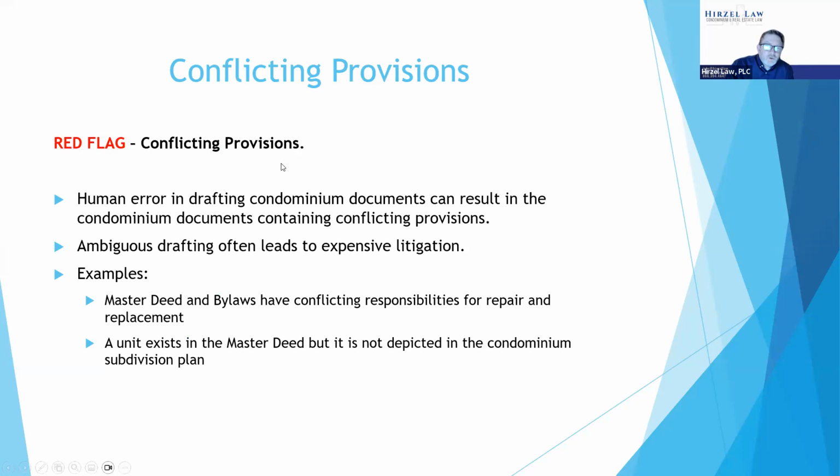Another issue to take a look at goes back to a similar issue with respect to maintenance responsibility. If you have conflicting provisions, it doesn't have to be just with respect to maintenance, but drafters are humans, and an error in drafting can result in the condominium documents containing conflicting provisions, not just within a document, but potentially between documents, maybe between a master deed and the bylaws, or between the articles of incorporation and the bylaws. Conflicting provisions within these documents can often lead to differing interpretations that can lead to litigation. So in instances where you have conflicting provisions, that could be a red flag, potentially warranting an amendment project.